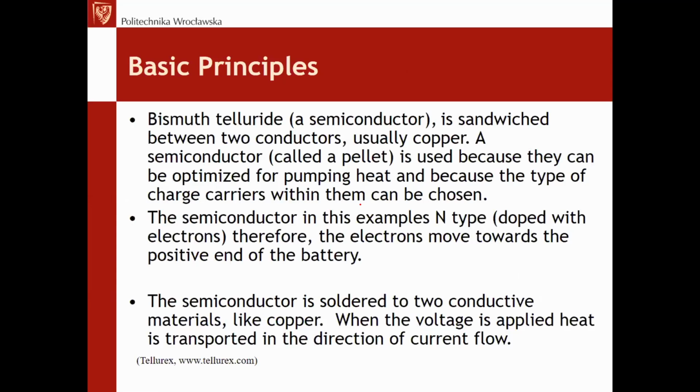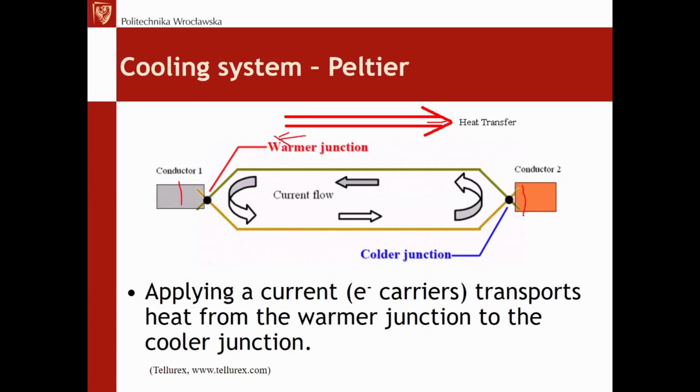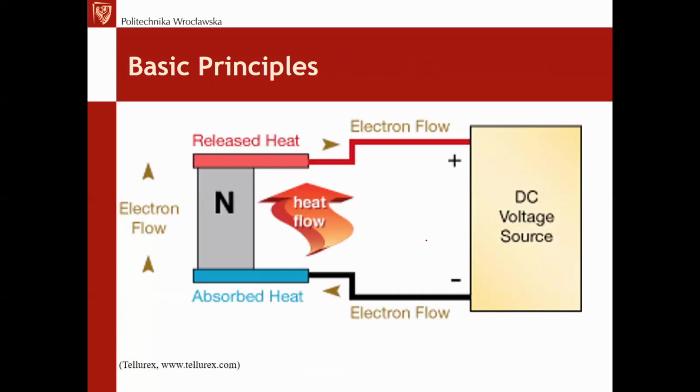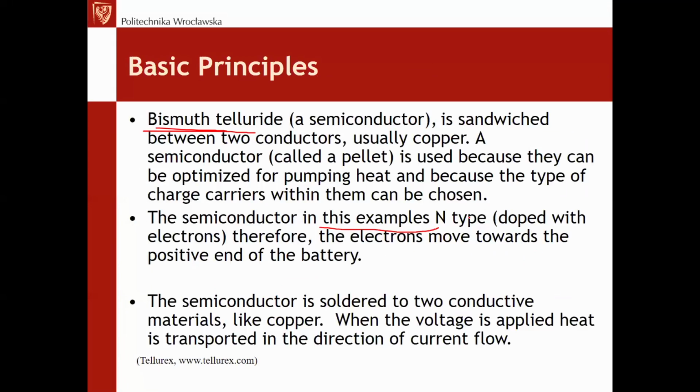So how is it built? How is it constructed? This magic element. There is bismuth telluride, which is a semiconductor. It is sandwiched between 2 conductors, usually copper. So here is a conductor, and here we have this semiconductor, this bismuth telluride element. The semiconductor is doped, N-type, so with electrons, but they are used p-doped and n-doped, as you will see in a moment.